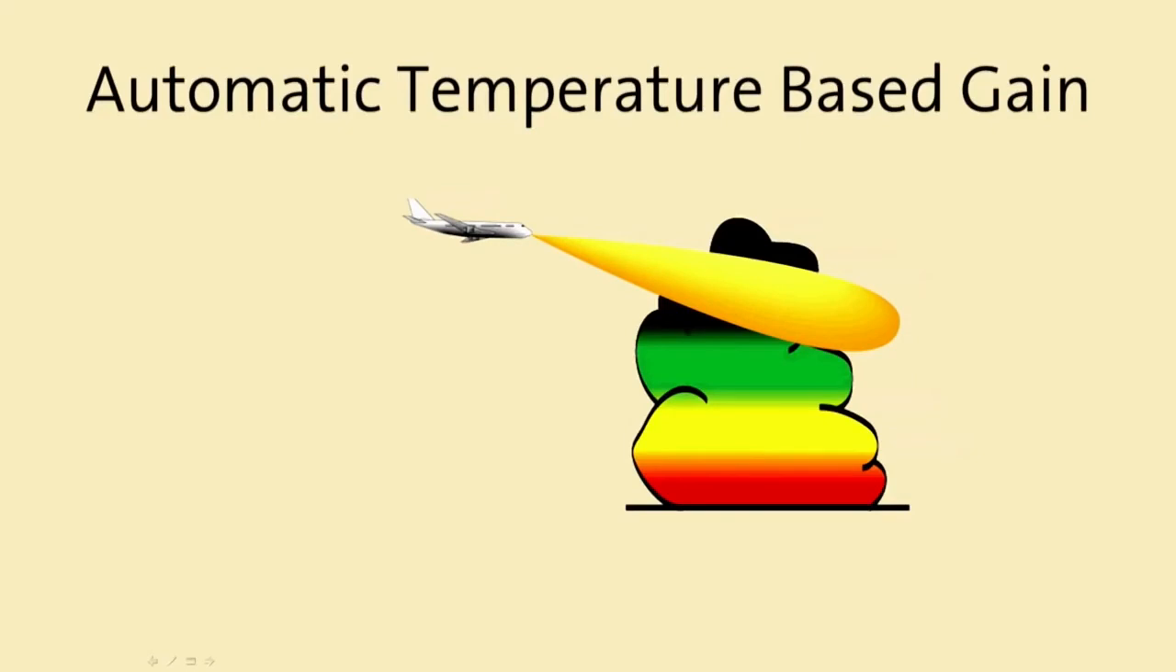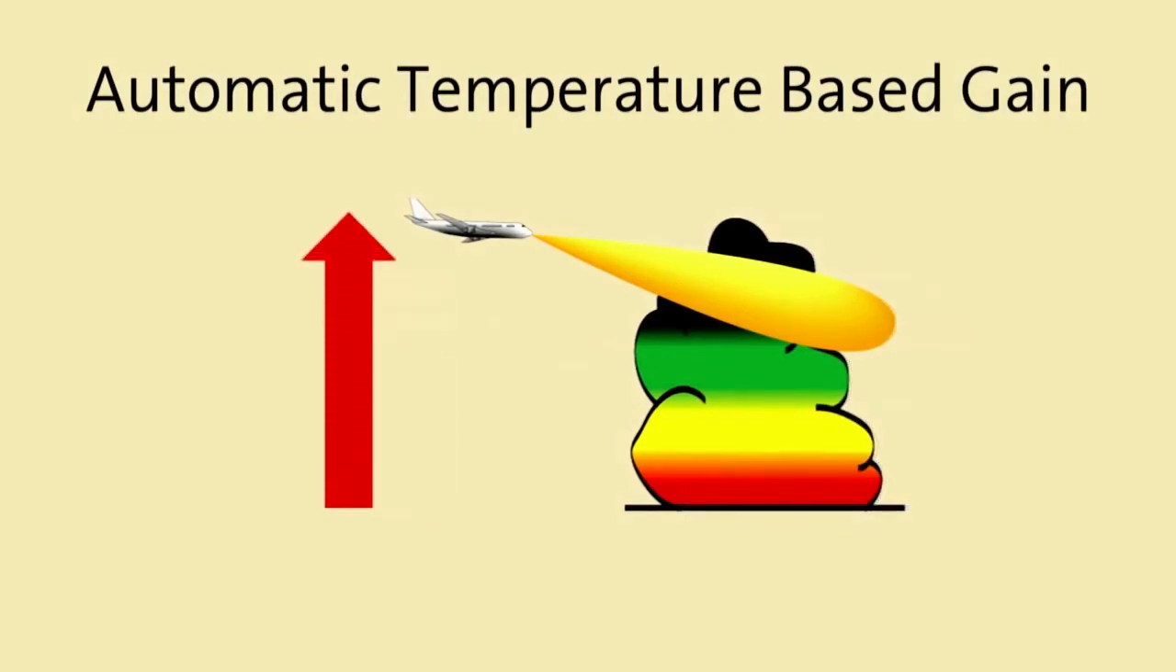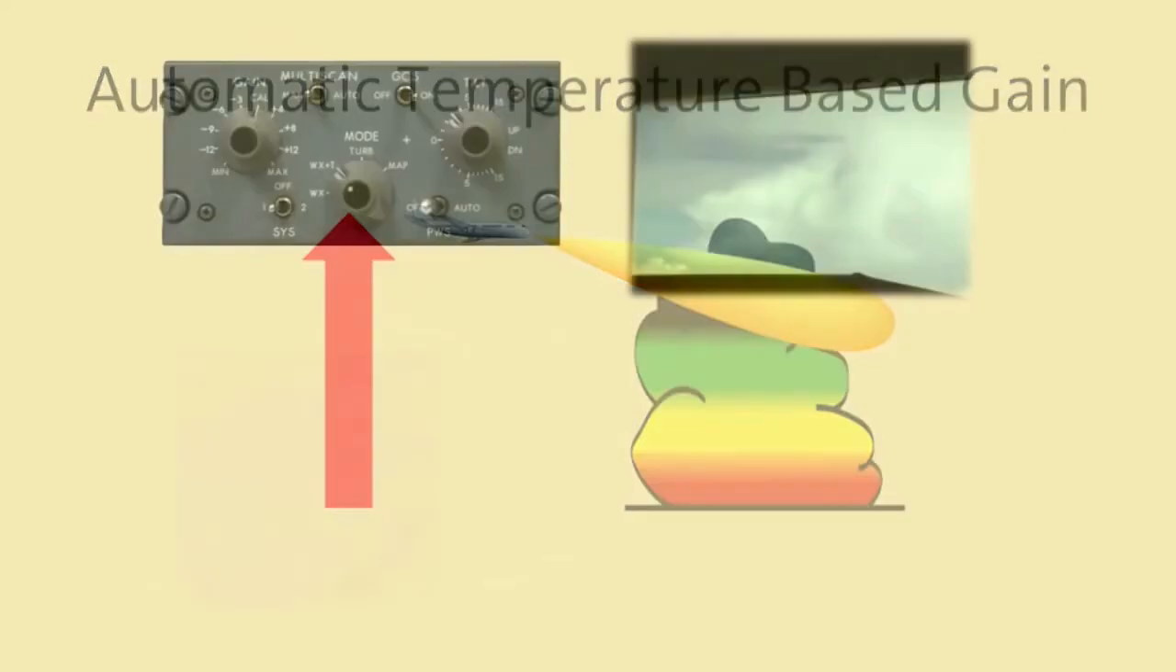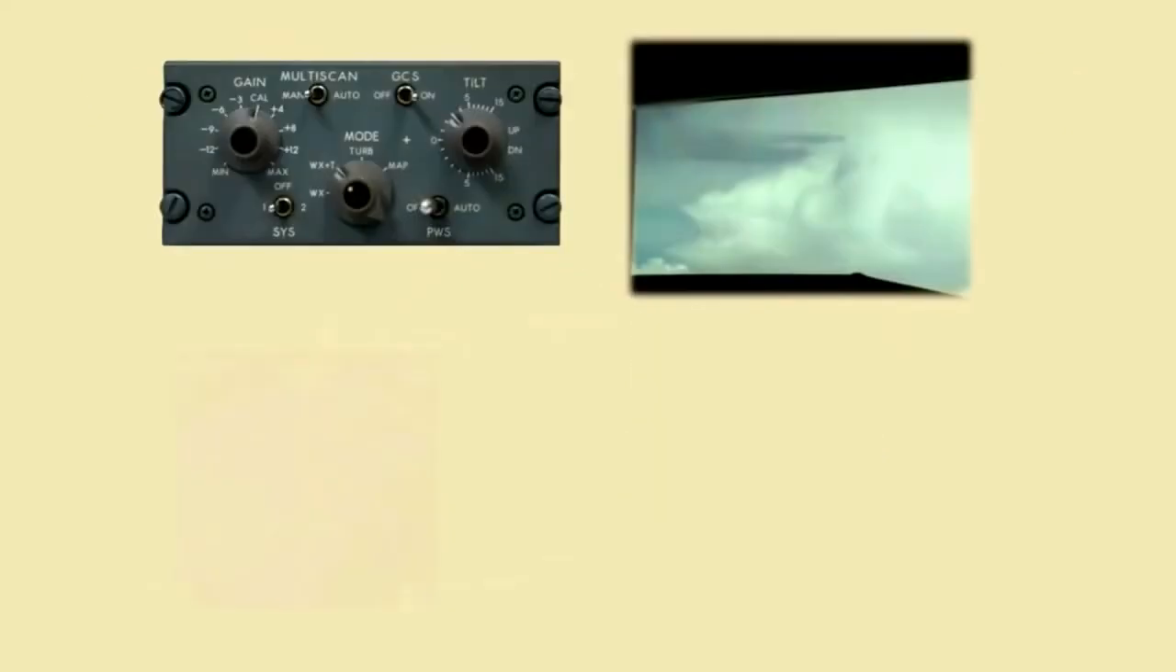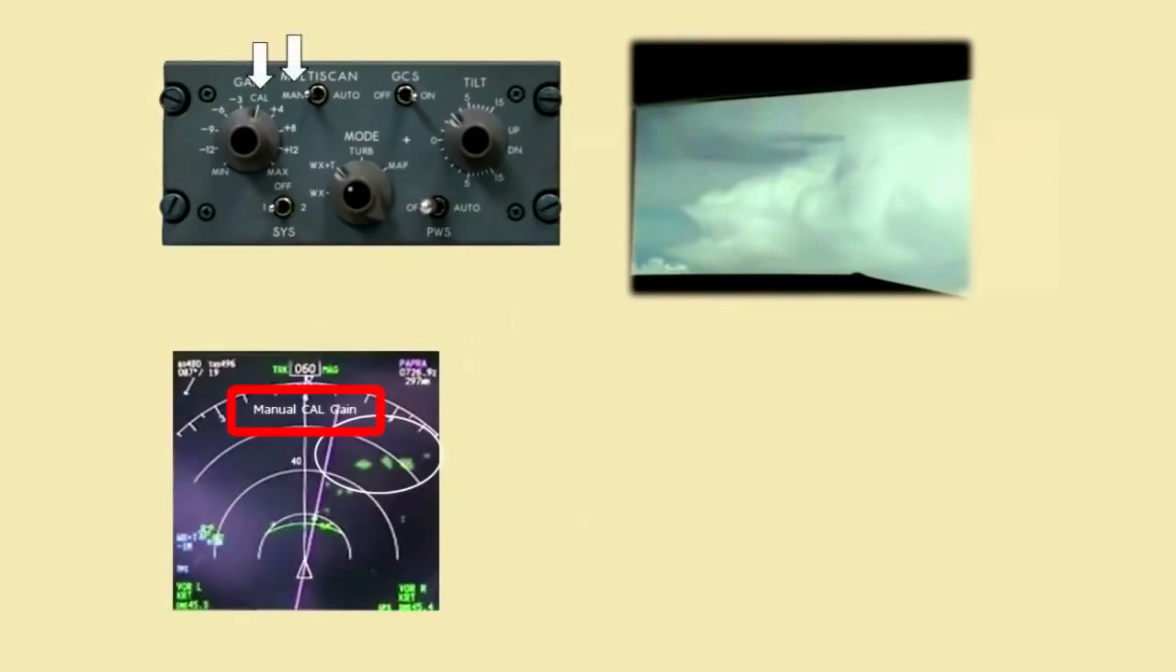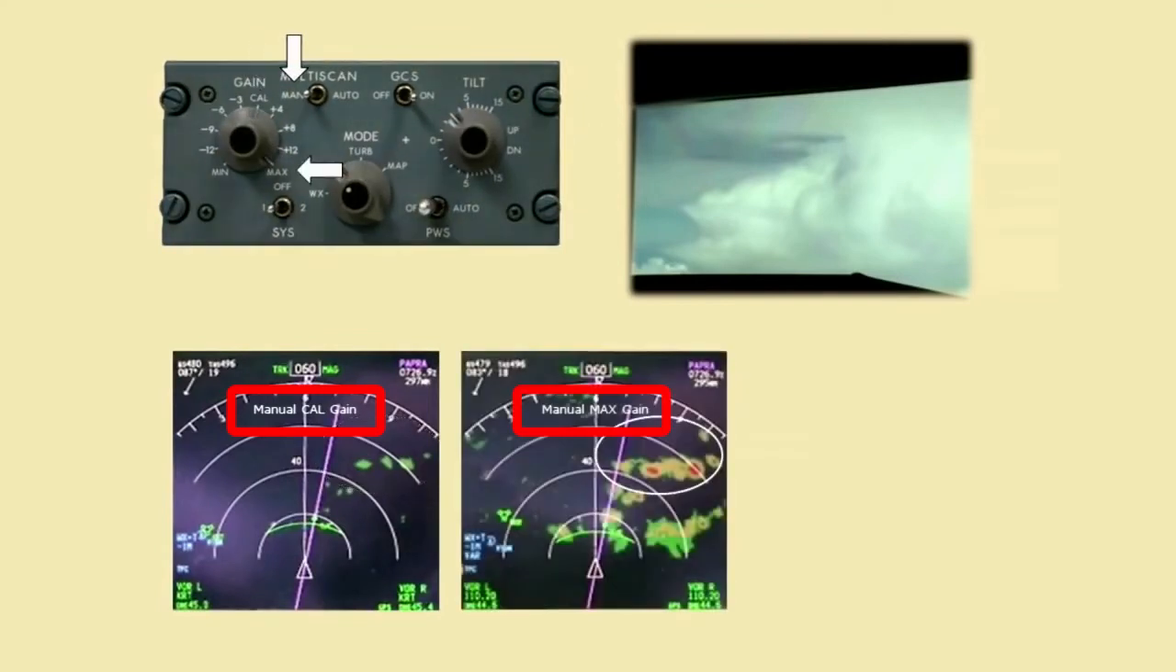As the aircraft climbs and the outside air temperature decreases, the radar automatically increases gain to compensate for the lower reflectivity of upper-level thunderstorms. So let's see how this works in actual operating conditions. This example shows a typical low reflectivity oceanic cell. With manual cal gain selected, only the core of the thunderstorm is visible. In manual max gain, the greater extent of the thunderstorm is visible, and the cores are now red.